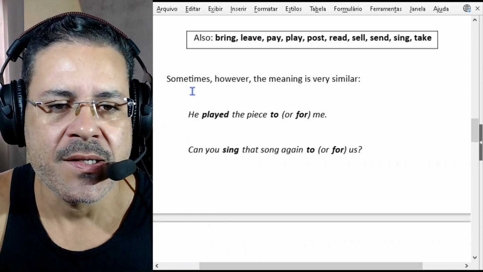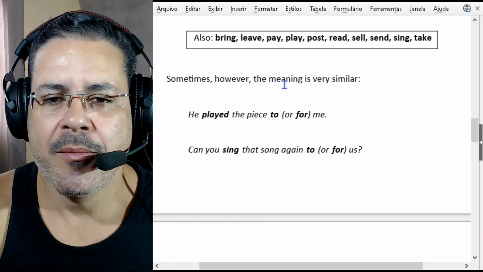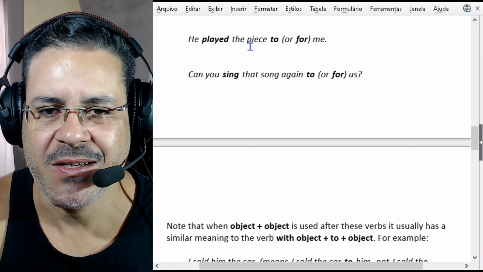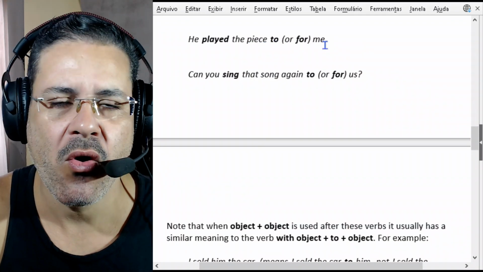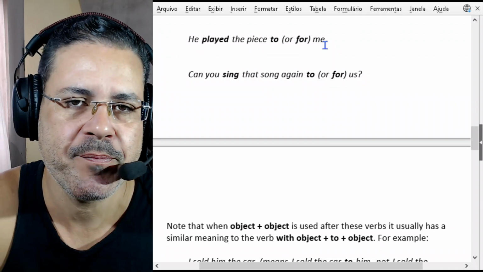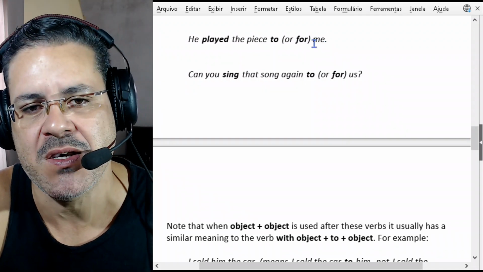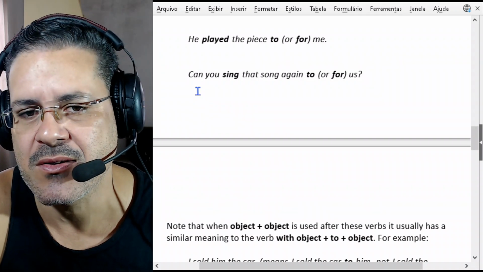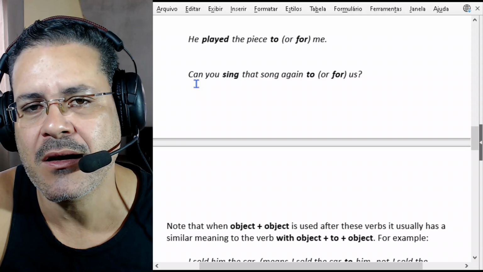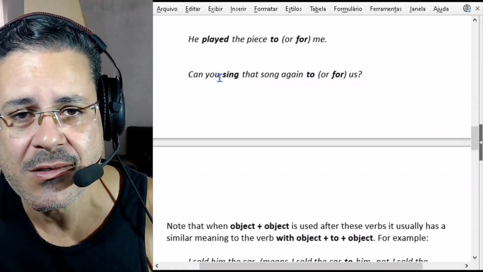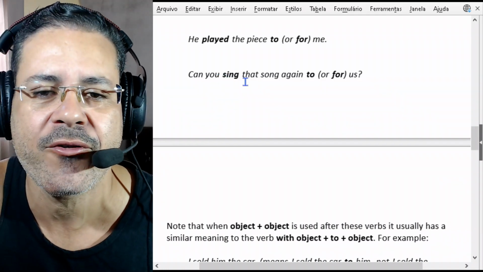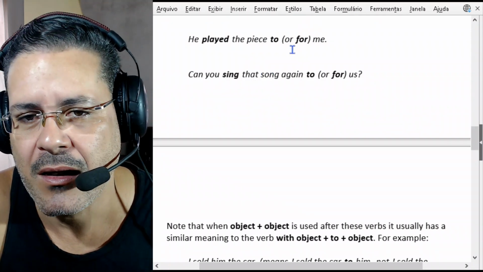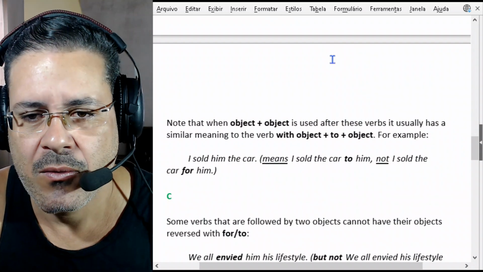Moving on. Sometimes, however, the meaning is very similar. For example, he played the piece to me, or he played the piece for me. Another example: can you sing that song again to us? Or can you sing that song again for us? Can you sing what? That song. It doesn't make a difference in those cases.